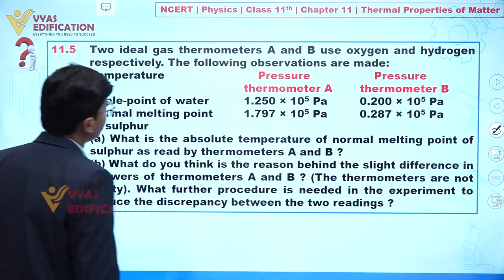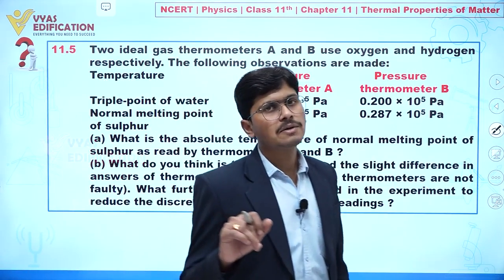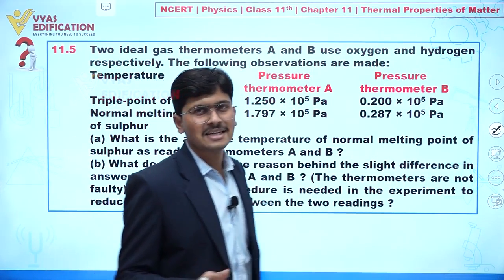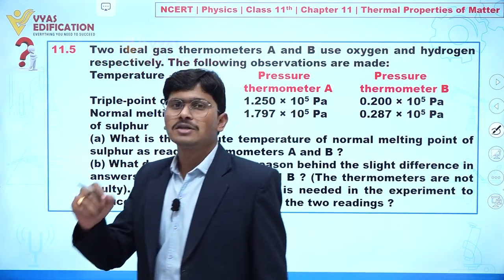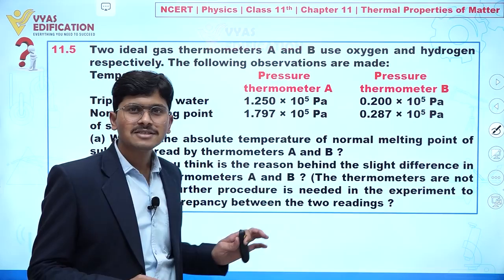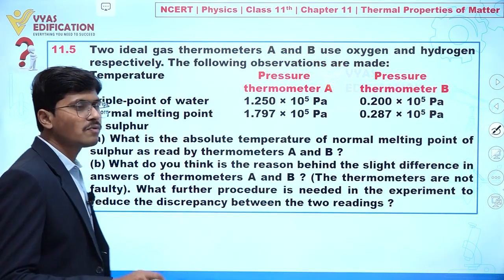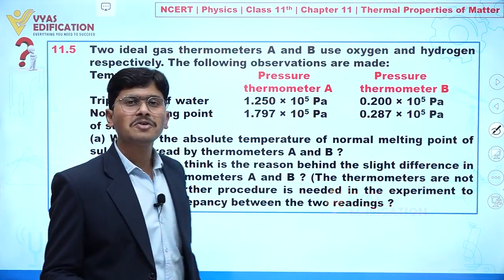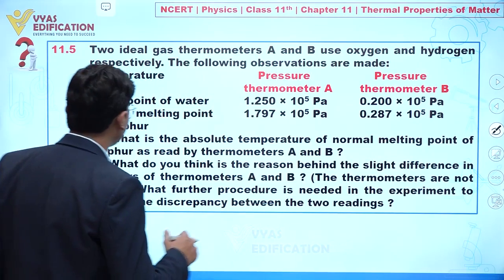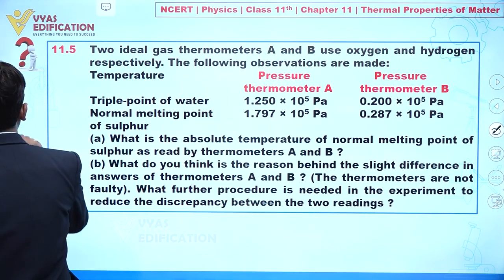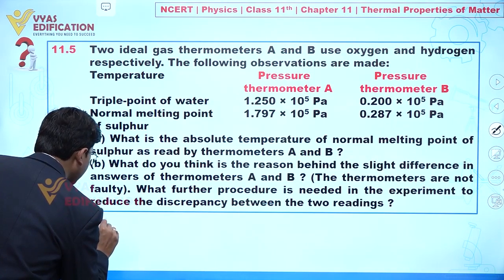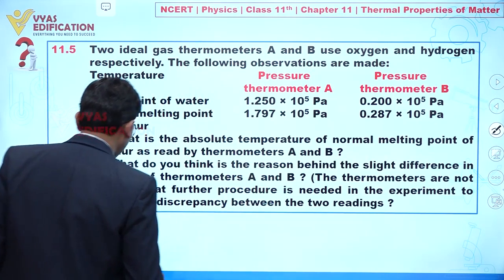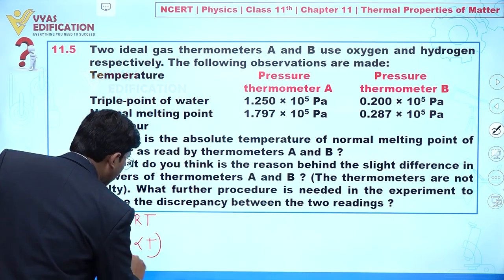Clear? Now listen carefully. Let's suppose I initially assume oxygen and hydrogen as an ideal gas. Clear what I am saying to you? We are assuming oxygen and hydrogen as an ideal gas. So we know whenever we are talking about a gas thermometer, especially a constant volume gas thermometer, for an ideal gas PV equals nRT. Clear? If we are talking about constant volume, then pressure is directly proportional to absolute temperature.